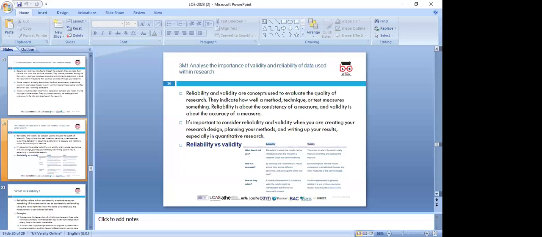So, reliability and validity. I've already explained that your research work should be very reliable and it should be authentic. Reliability and validity are concepts used to evaluate the quality of research. They indicate how well a method, a technique, or a test measures something. Reliability is about the consistency of your measure, and validity is about the accuracy of your measure. It is therefore important to consider reliability and validity when you are creating your own research design, planning your methods, and writing up results, especially in qualitative research work. Okay?